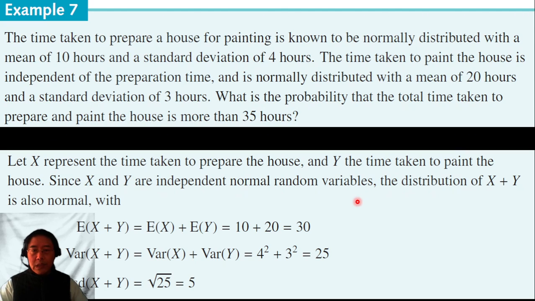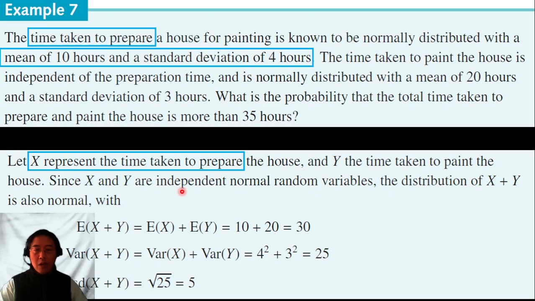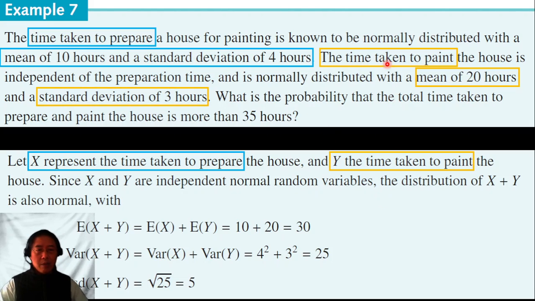So you have two random variables, X and Y. X is the time taken to prepare, for which you get the relevant expected value and standard deviation, and you have the same with the second one, Y, which is the time taken to paint the house, with an expected value here and a standard deviation.